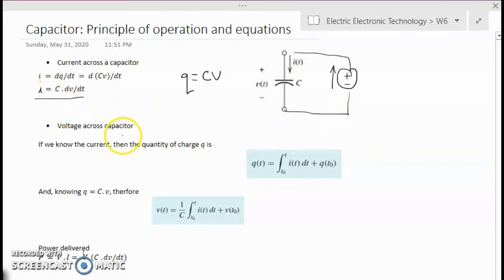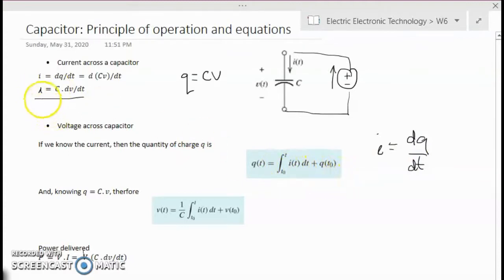The next equation that we can look at is the voltage across a capacitor. If we know the value of current, which is C dV over dt, and we know that the charge Q is I multiplied by T, but now it's not just I multiplied by T. If you remember, the current I is dQ over dt. It's not Q over T, but the variation of charges over the variation of time. So we know that Q is the integration of I(t) dt, plus Q(t0), of course, the charges at initial condition, at time 0, right?